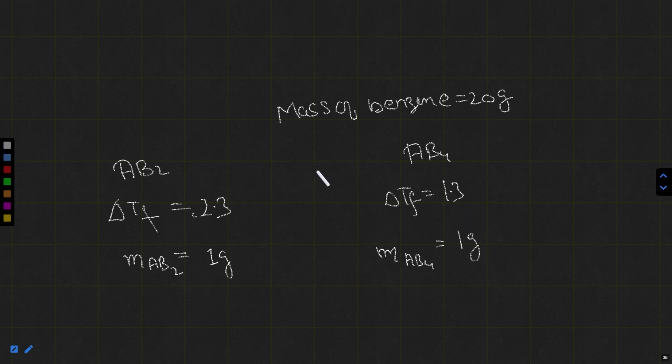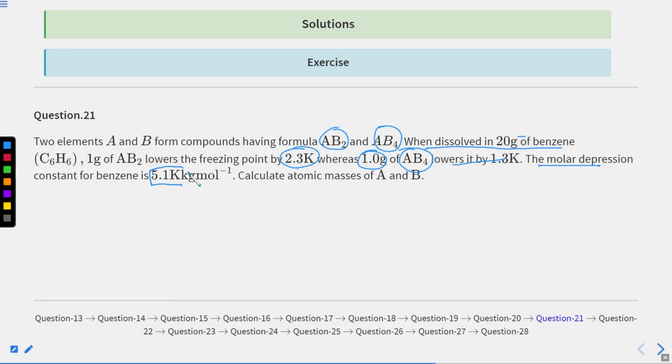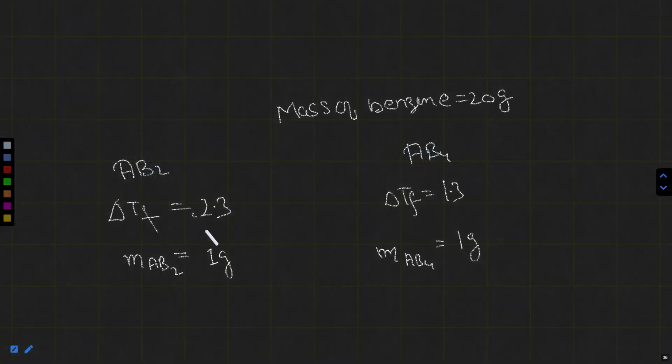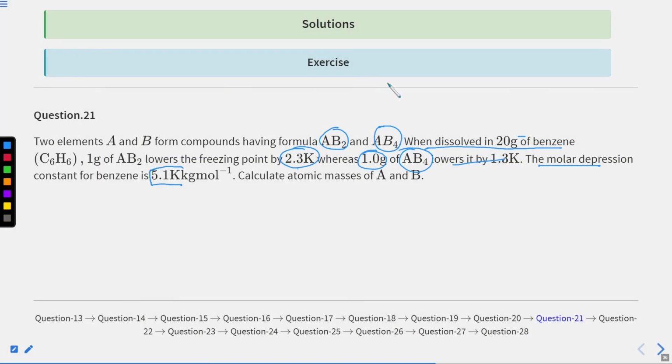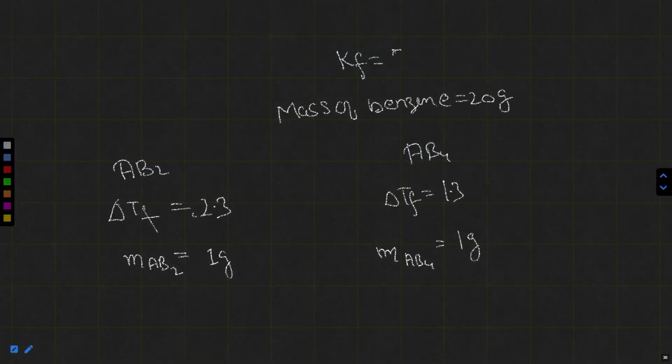Now what is being asked? We have to calculate the atomic masses of A and B separately. So for that, what we will do, we will calculate the molar mass of both AB2 and AB4. And we are also given the value of Kf. So Kf will also be constant for both cases because it is dependent upon the solvent. So it is 5.1 Kelvin kg per mole.